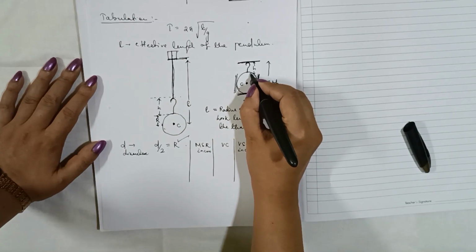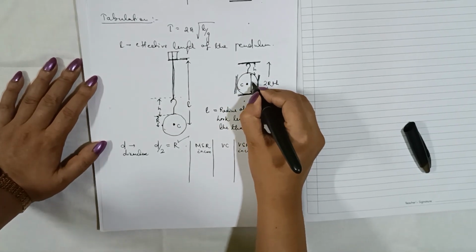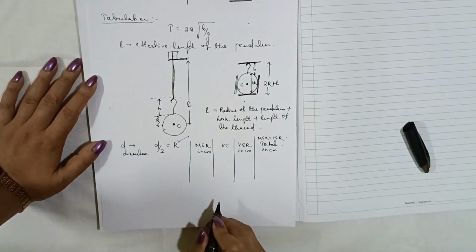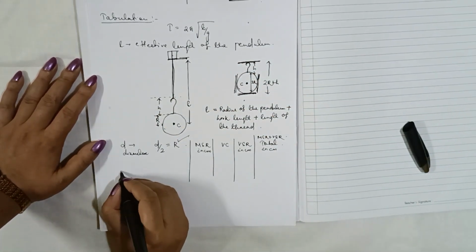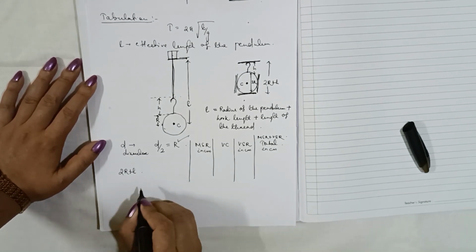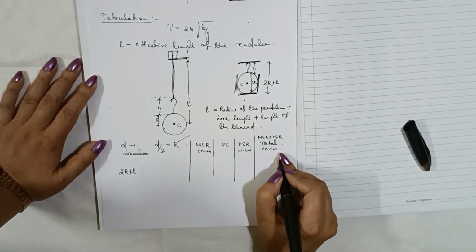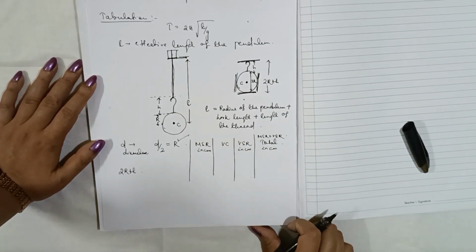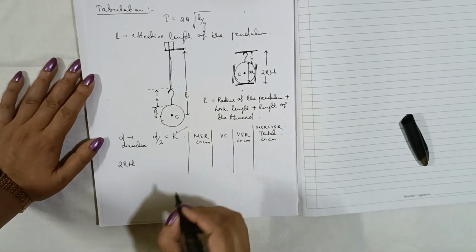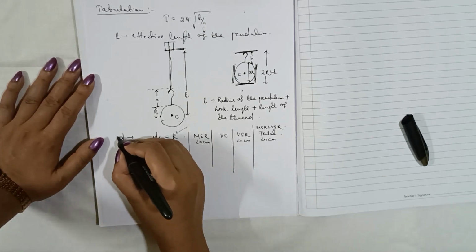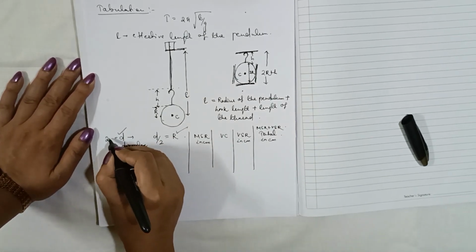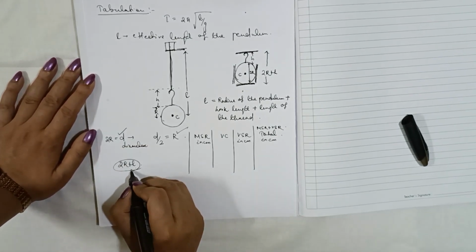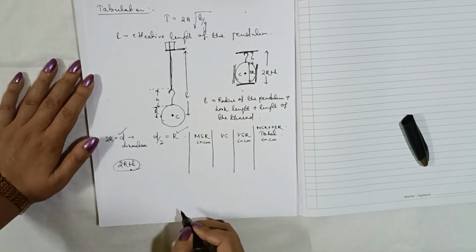And from here to here, this is nothing but the diameter, so we are writing it as 2R. So 2R plus H, we can determine by using a vernier caliper. 2R plus H needs to be determined using the same table only: MSR, VC, VSR, total. Only three observations you have to take and then average it. So in one table we are determining the diameter, which is equal to 2R. In another table we are determining 2R plus H. Now I am giving you a calculation right now.